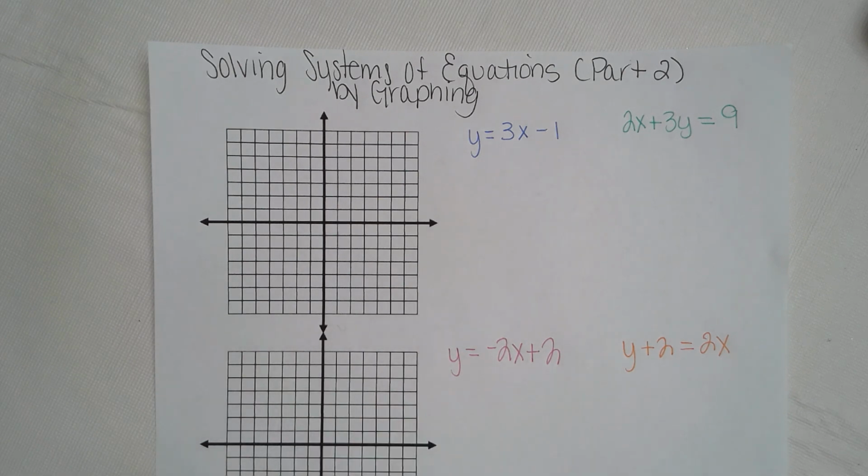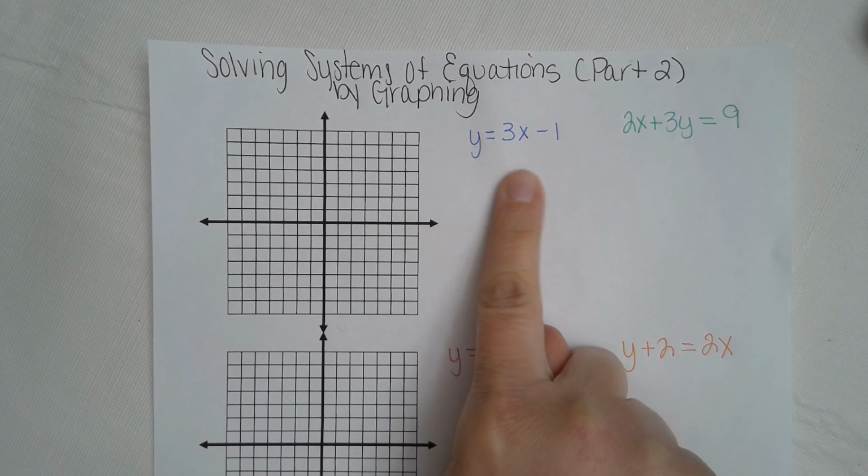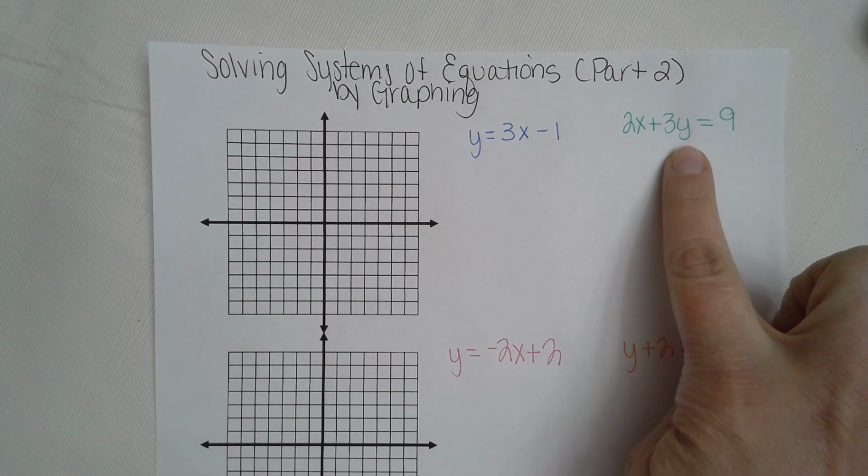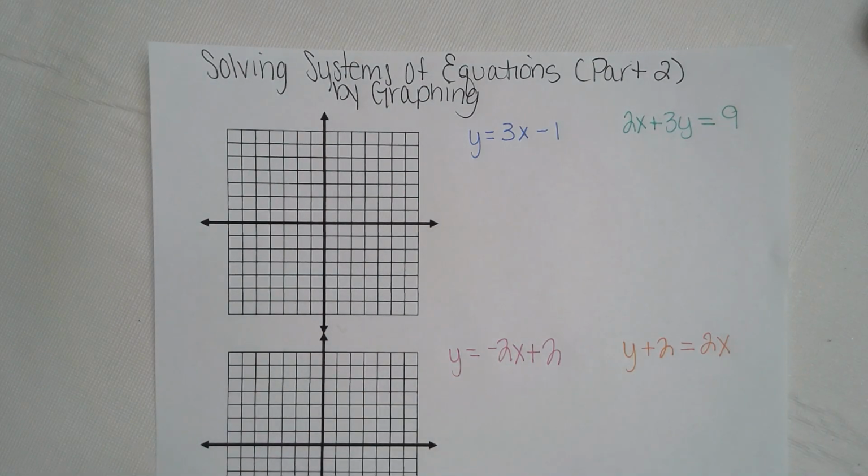So the first system that we're going to take a look at is y equals 3x minus 1 and 2x plus 3y equals 9. This is a little different because, as you notice, the green is not in slope-intercept form. It's not in a y equals mx plus b form. So one of the things that we're going to focus on today is working towards making sure that before we graph any of the lines, they are all in slope-intercept form, or y equals mx plus b.